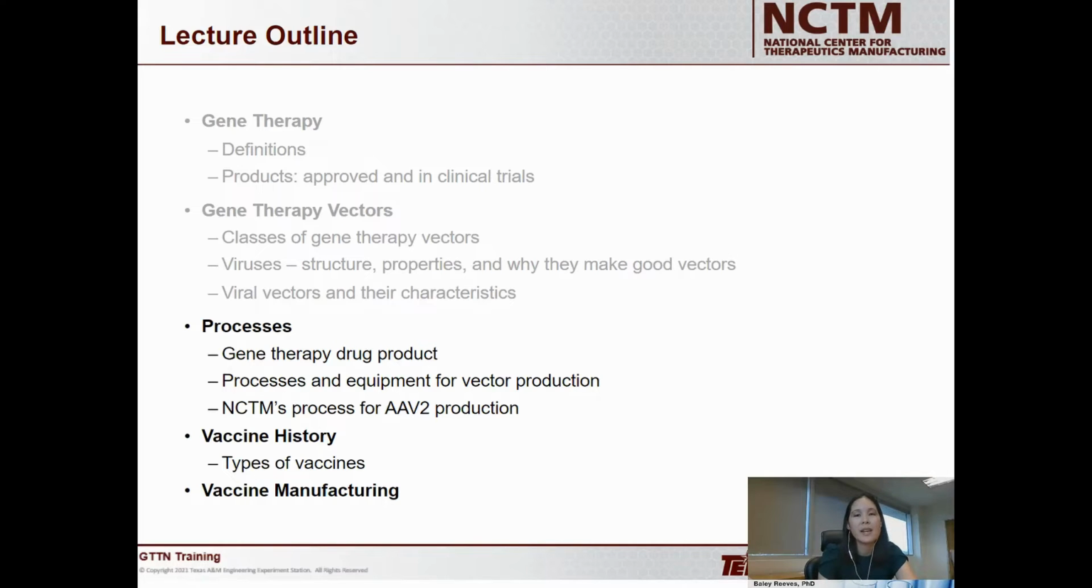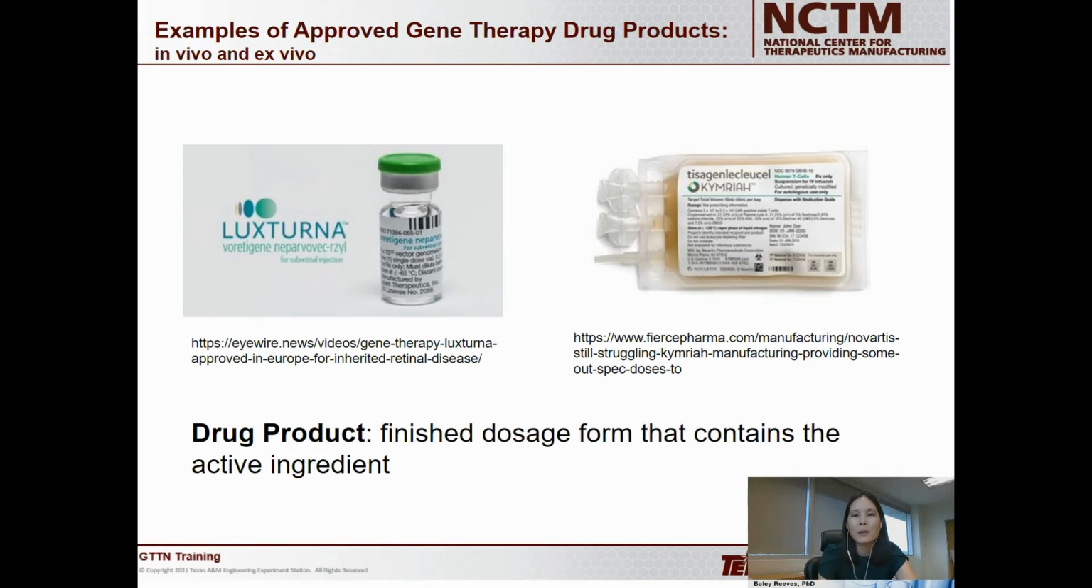So processes, how do we actually make these gene therapy products? That's going to be the next section of our talk this morning. So again, there are different types of gene therapy products. There are in vivo products and there are ex vivo products. The in vivo products are the ones that you're going to be injecting into patients. And so they look very similar to the products that you'll see for general biologics or vaccines. They'll usually be in vials that will then be taken up into a syringe and then injected into a patient.